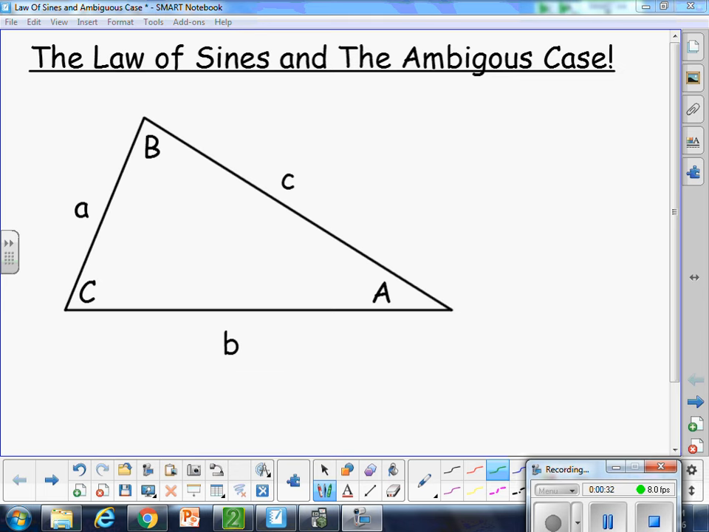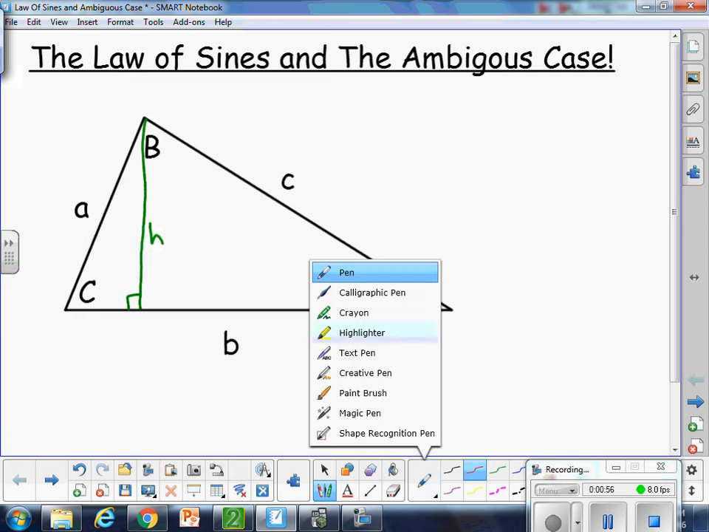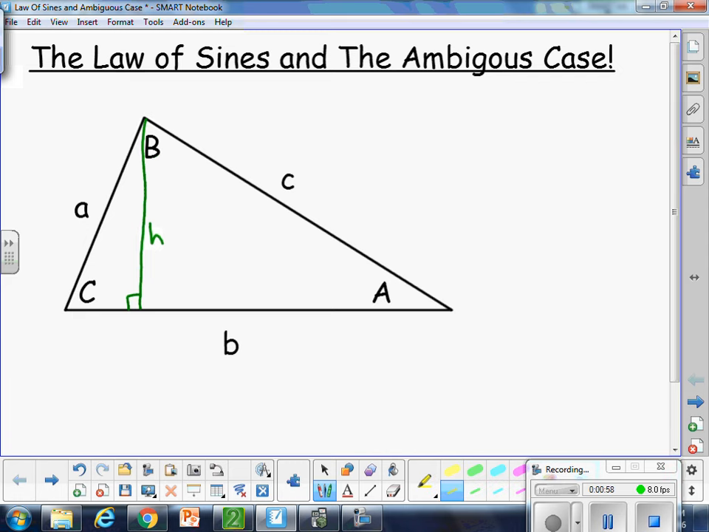Side lengths are the lowercase a, b, and c, and then the angles opposite them are the capital A, B, and C. To see what's going on here, you need to imagine if we were to drop an altitude right down the middle here, and I'm just going to call the length of that h, the height of the triangle. What it does is it forms two right triangles. So there's one over here. Highlight a little bit just so we can see what's going on. So there's a right triangle here. And then there's a second right triangle, this one on the right.